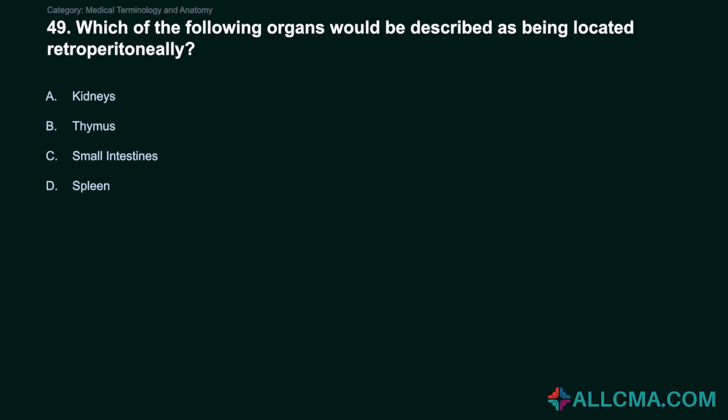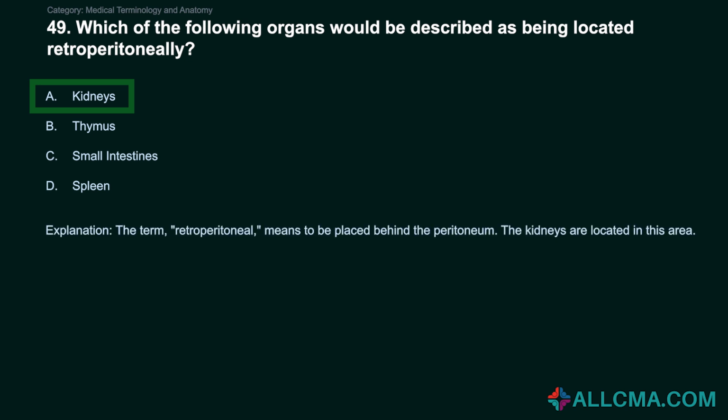49. Which of the following organs would be described as being located retroperitoneally? A. Kidneys. B. Thymus. C. Small intestines. D. Spleen. Correct answer: A. Kidneys. The term retroperitoneal means to be placed behind the peritoneum. The kidneys are located in this area.